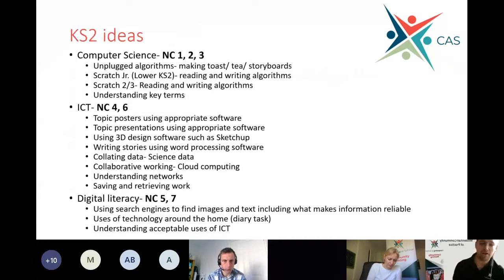So again, I've split that up into the 3 different strands. I think nothing beats looking at unplugged algorithms to begin with. Here you can introduce some more complex things. Making toast and tea are classic unplugged examples. We do it with making paper airplanes as well. Storyboards, if they're planning some kind of story. Obviously those are algorithms as well, and there's lots in there.